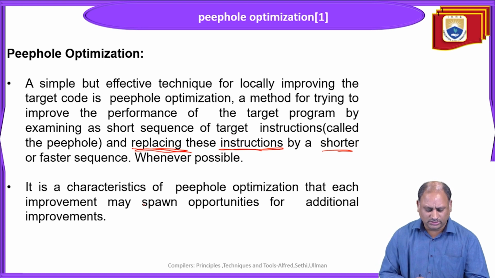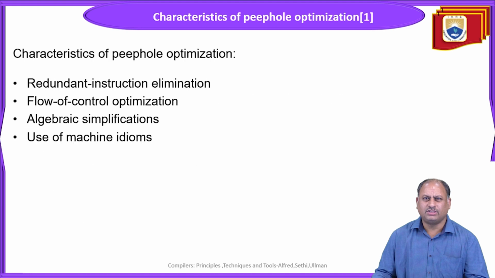The main principle of peephole optimization is that it improves the span of opportunities for additional improvements. The performance of the target program can be improved by replacing a longer sequence with a shorter sequence of target instructions. So we will see which instructions are effective for peephole optimization.